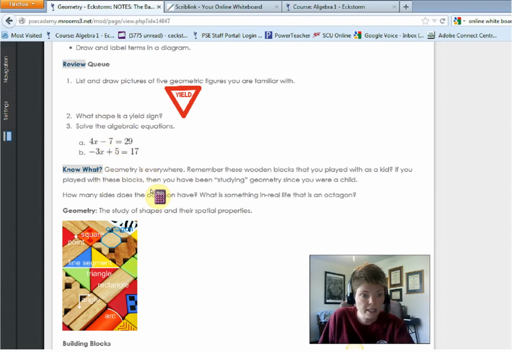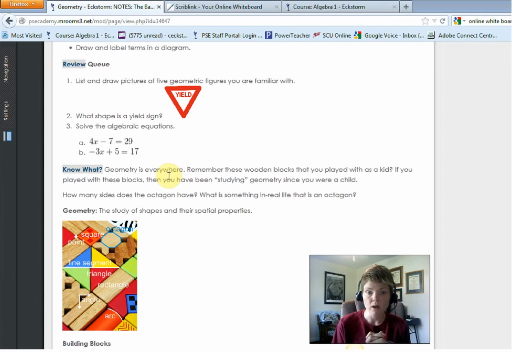You need to read this. Do you need to write it down? I think that's the point I want to make here: what do you need to write down and what do you not need to write down? You certainly do not need to write down everything, but you need to write down the important things. The answers to the review queue are important. All right, so let's read this.